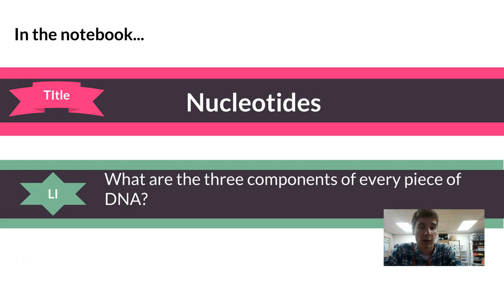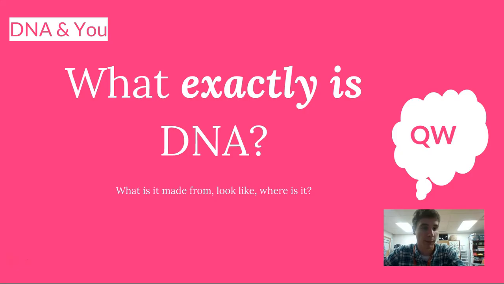And our learning intention is, what are three components of every piece of DNA? The answer to this is going to be partially in nucleotides, but mainly what are nucleotides made of? If you don't even know what a nucleotide is yet, or what DNA is, all that's fine. We're going to be talking about that today. So without any further ado, you can pause here if you need to and write this down into your notes. I'm going to keep going though, so that's up to you.